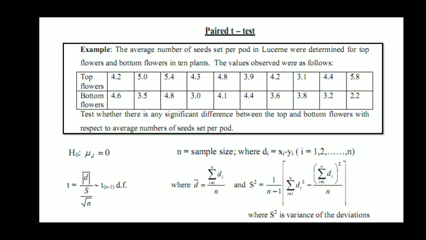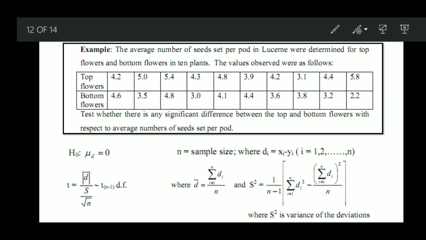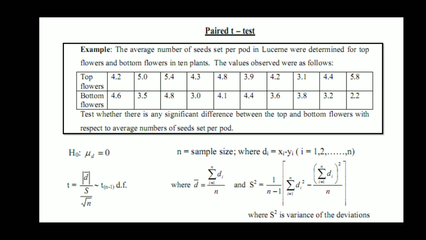Okay, next is our paired t-test. Paired t-test is nothing but here we are dealing with a dependent sample test. What we are doing is dealing with the same population but two different samples of the same population. Here we are collecting data from the same population but before and after applying a treatment. So let's take an example here.